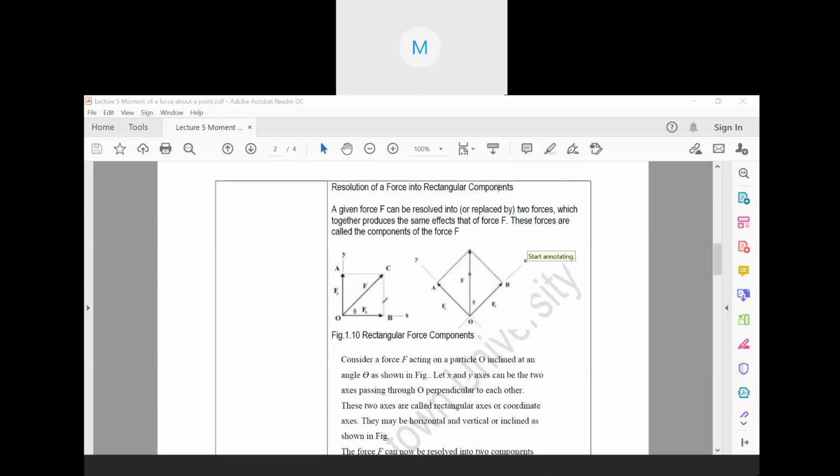Suppose a given force F can be resolved into two forces which together produce the same effect of that force.